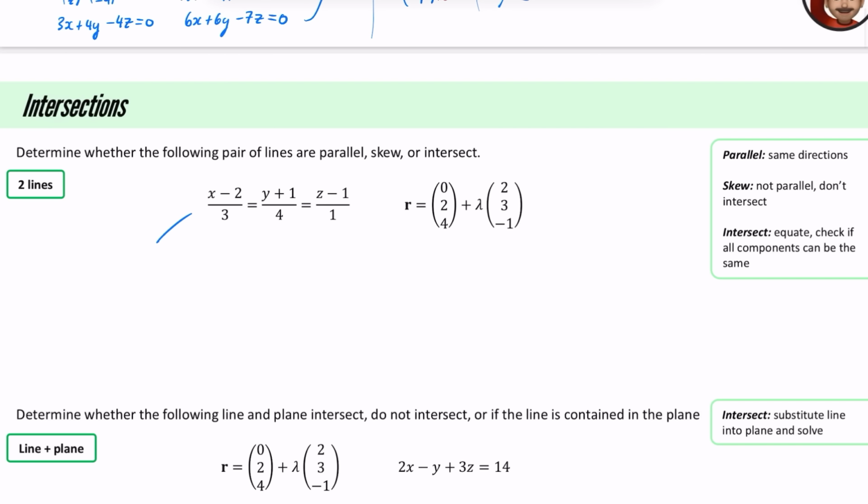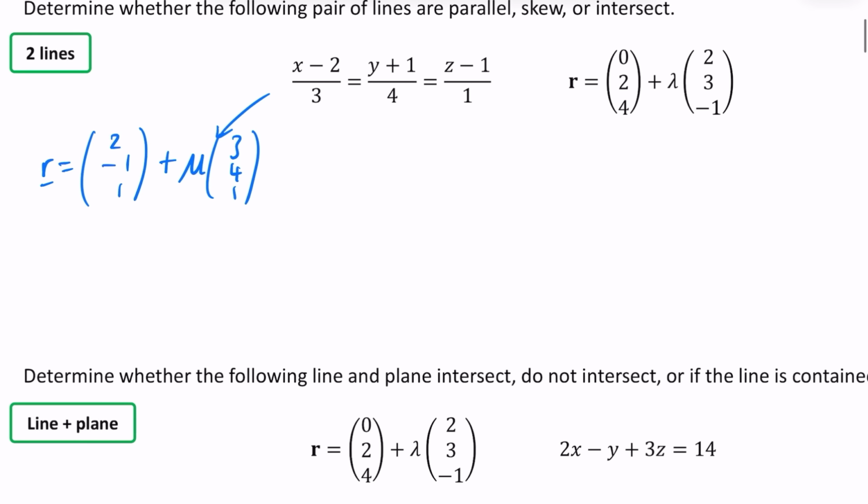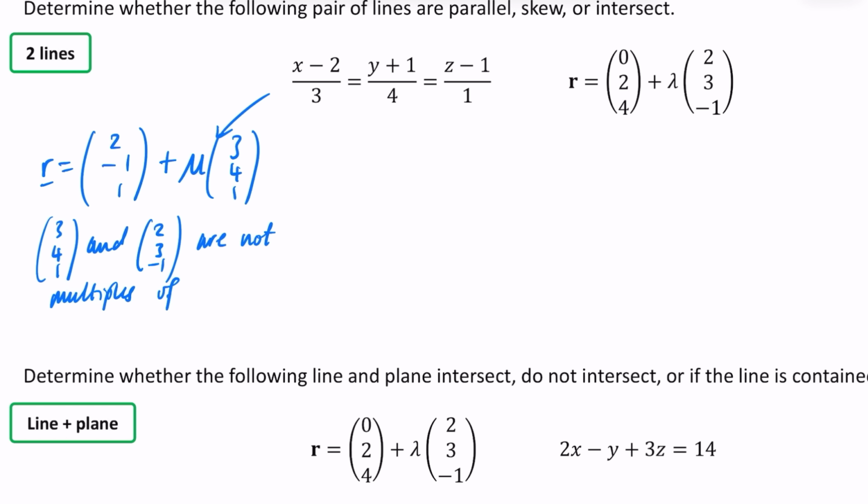So if I was going to write this in the vector form, the a coordinate from the numerator is going to be the 2, the -1, and the 1. And the direction vector is (3, 4, 1). I've already got lambda in this question, so I'm going to use mu. I think I can immediately see that these are not parallel. This one and this one are not parallel to each other because they are not multiples of each other. So I'm just going to write that down, that (3, 4, 1) and (2, 3, -1) are not multiples of each other. So they're not parallel.